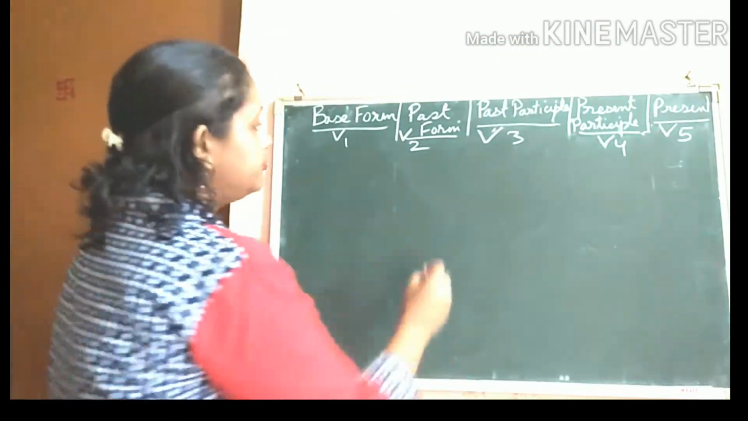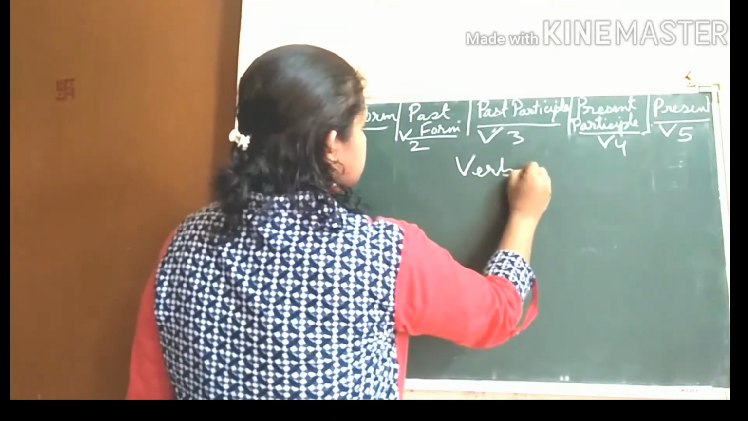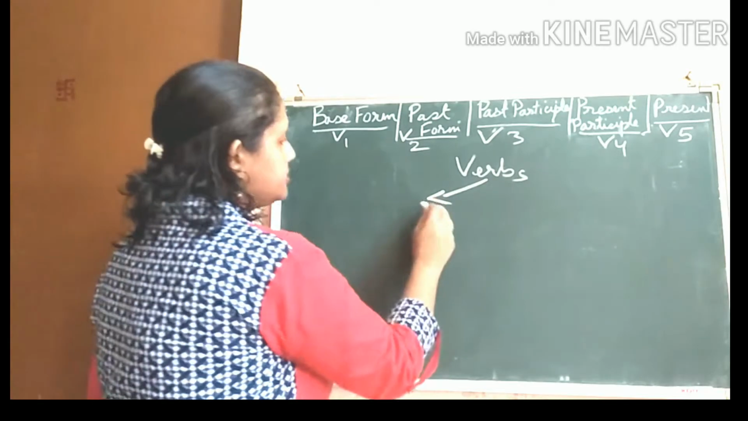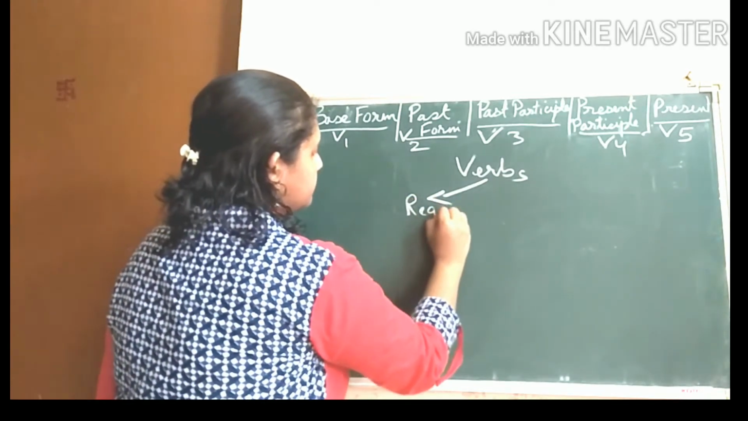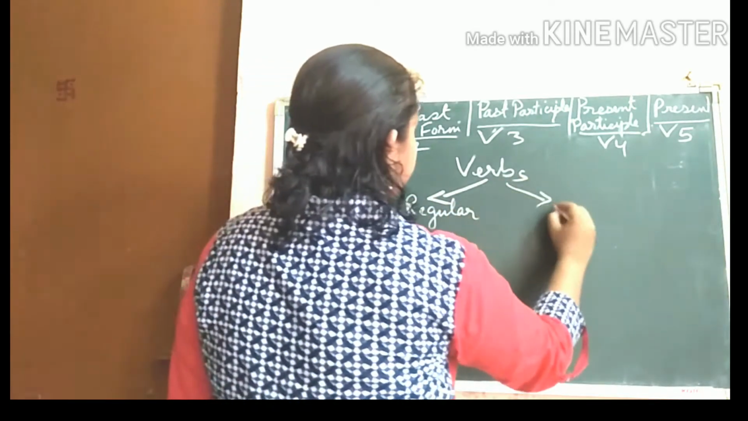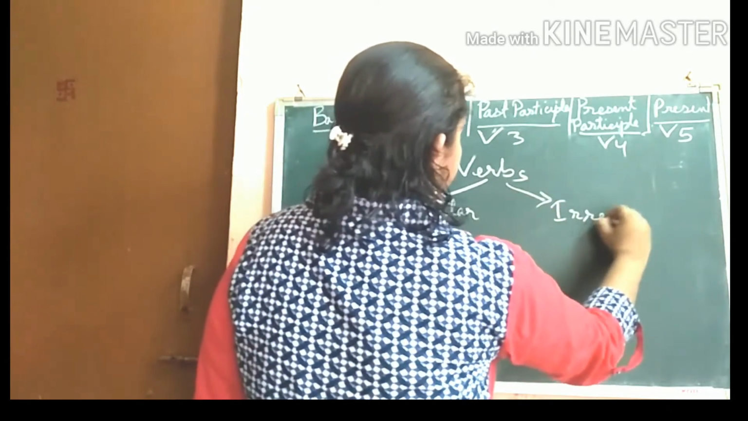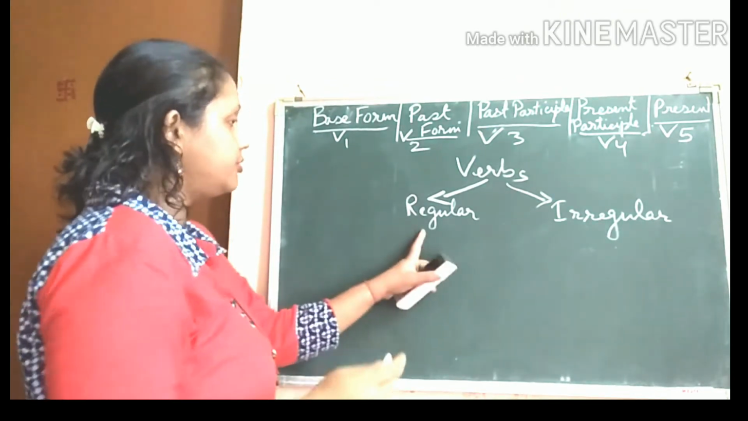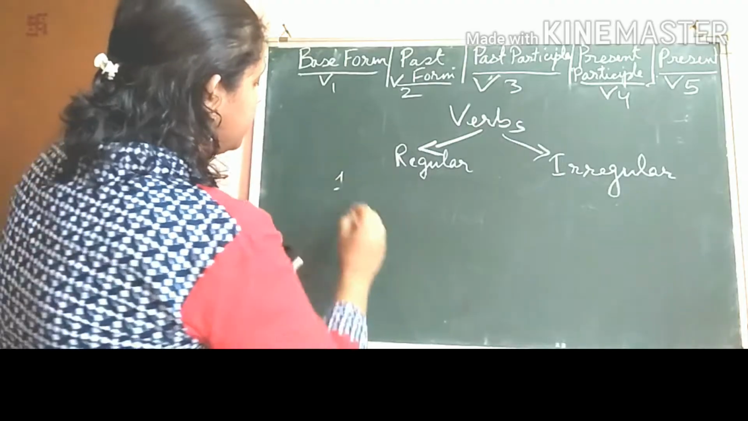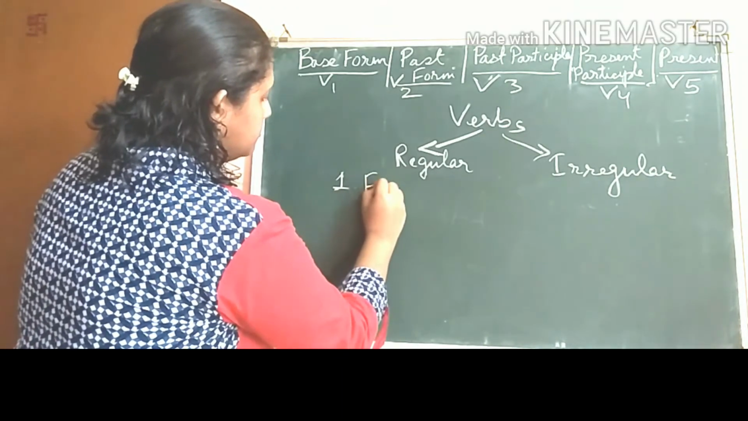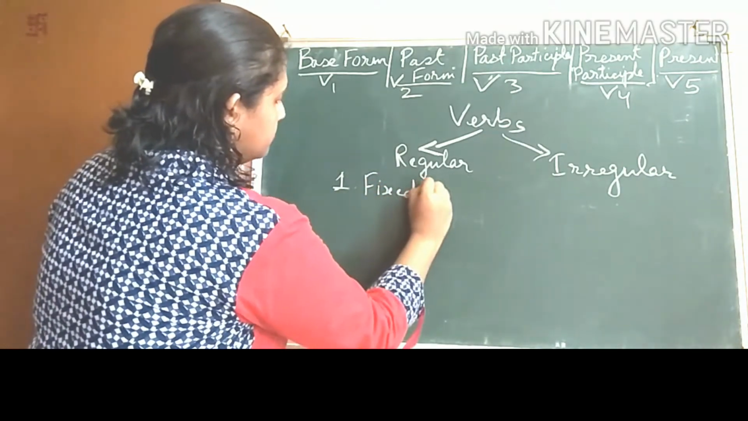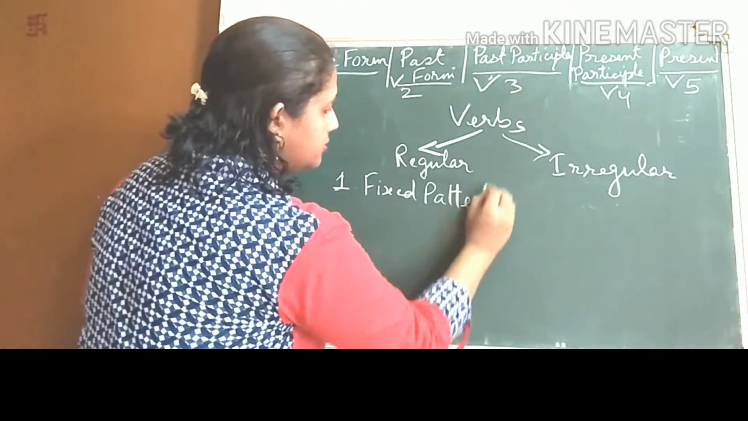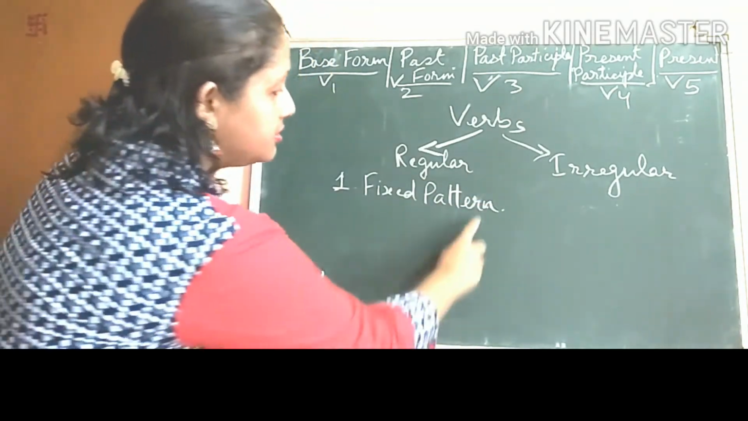So now you see, verbs can be categorized as regular verb and irregular verb. Regular verbs follow a fixed pattern. What is that fixed pattern?